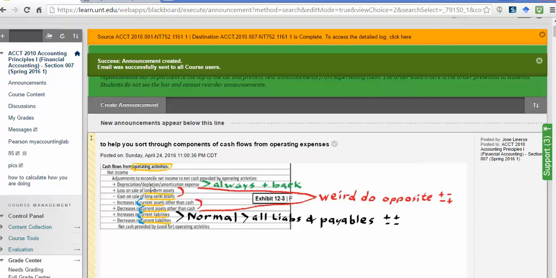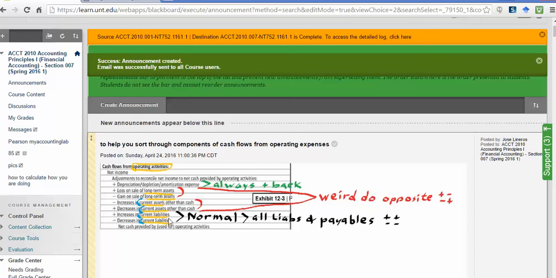This is the only one that has anything to do with long-term assets, and it's for losses and gains on the sale of long-term assets. Everything else is current assets or current liabilities. Hold this in mind because this will help you when you're working with these problems.